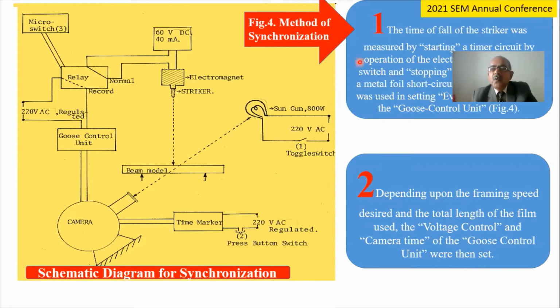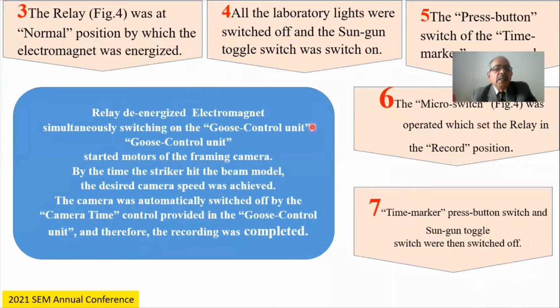Number 1, the time of fall of the striker was measured by a starting timer circuit operating the electrical switch and stopping by a metal foil short circuiting. This time measurement is important to have a setting in the control, which is the goose control unit, and the event marker. Second, depending on the framing speed desired and the total length of the film used, the voltage control and the camera time of the goose control unit were then set. Third, the relay in figure 4 was in the normal position, by which the electromagnet was energized.